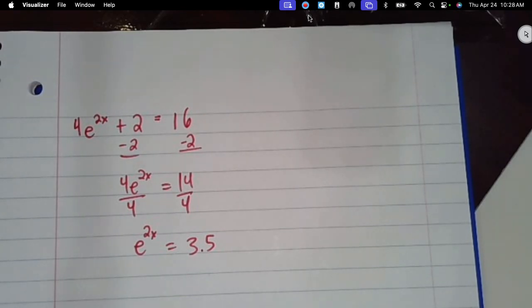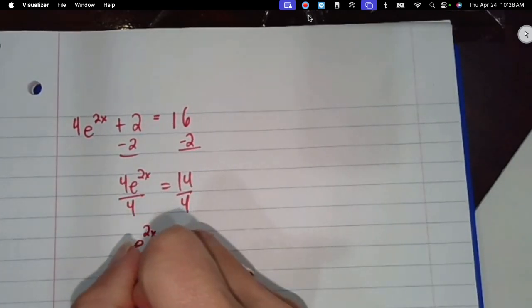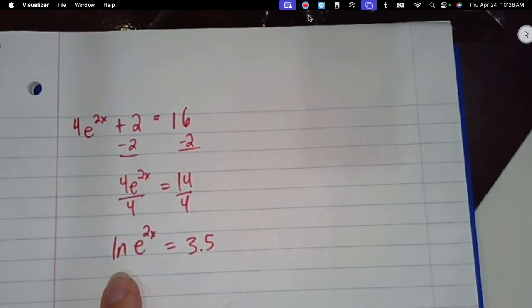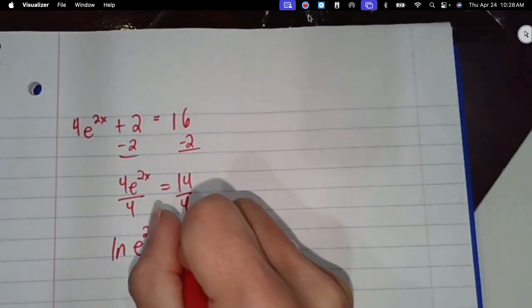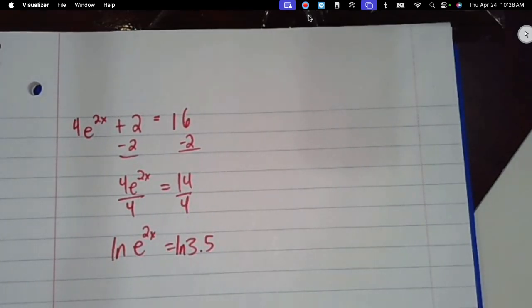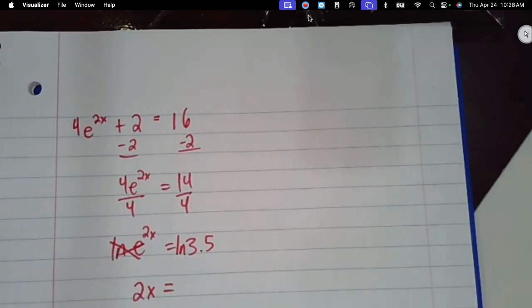How do you get rid of e? The e is the only thing in the way right now. And Elena said a second ago, LN. So you're gonna take the natural log. If I put natural log on this side, what do I do? Do it to the other side. Yep, so I'm gonna write it right there. Everybody good with that? Those cancel out. So 2x equals the natural log of 3.5.